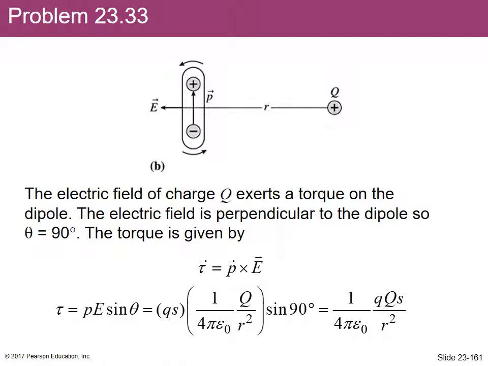The electric field of charge Q exerts a torque on the dipole. The electric field is perpendicular to the dipole, so theta is 90 degrees. The torque is given by 1 over 4 pi epsilon naught, little q, big Q, s over r squared.